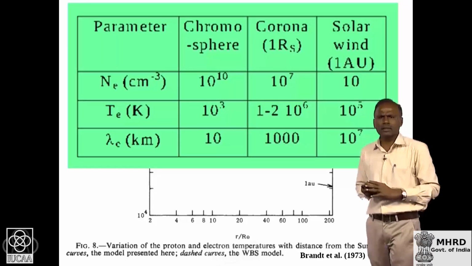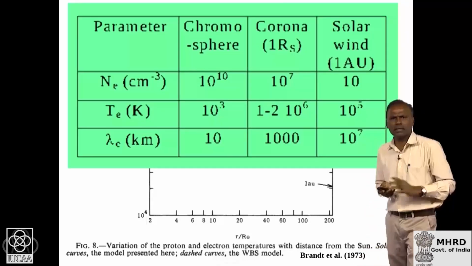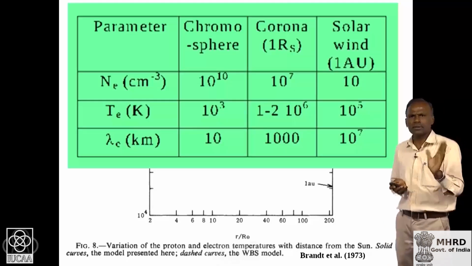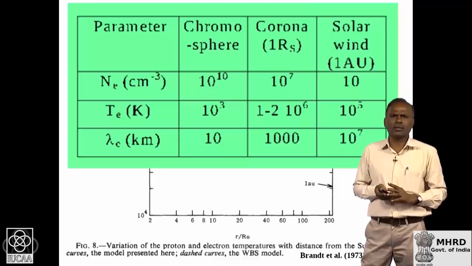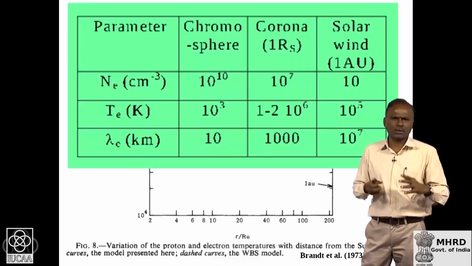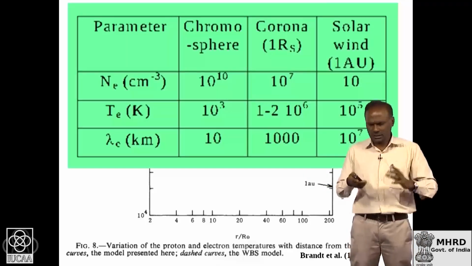So the electron temperature variation is rather gradual, whereas the mean free path goes from something like 10 kilometers to 10 million kilometers at about 1 AU. So the mean free path is huge as we go away from the sun. Okay.